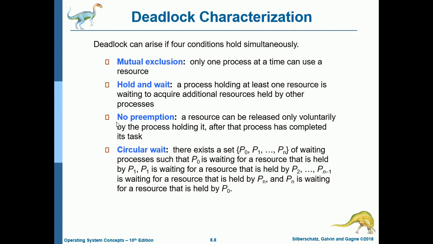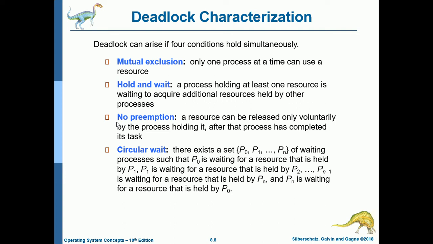Okay, so deadlock characterization. Deadlock can arise if 4 conditions hold simultaneously. These are the 4 conditions, and it is "and": all of them should occur at the same time. First is mutual exclusion, so only one process at a time can use a resource.